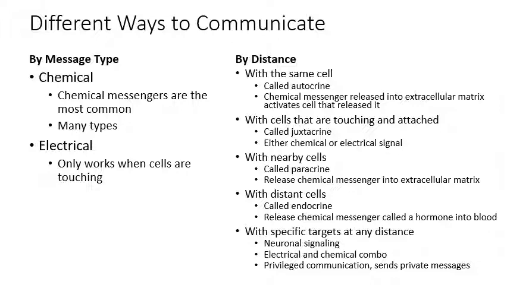Only that next cell can get the message. Other cells that are nearby will not receive the message. So that's a special type of communication because you're not just sending the message to any cell that has a receptor, you're sending it to the specific cell that has the receptor and is nearby where that neurotransmitter is released.